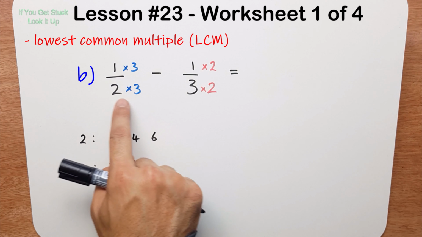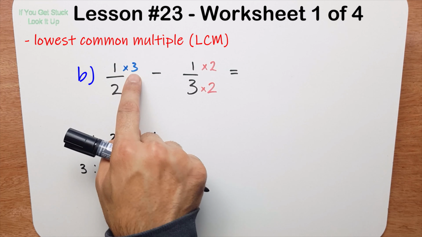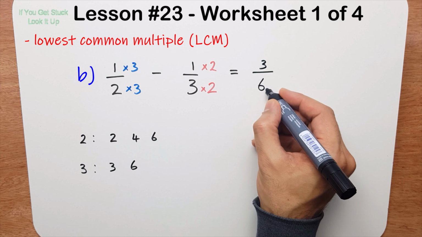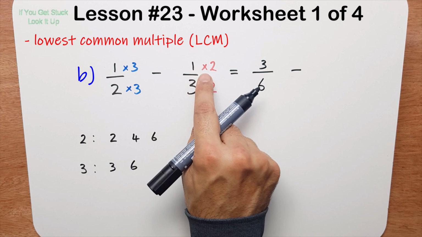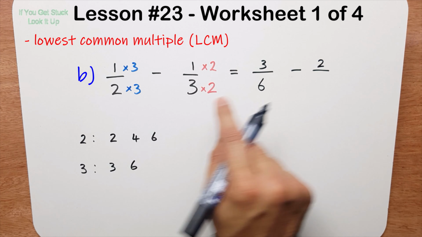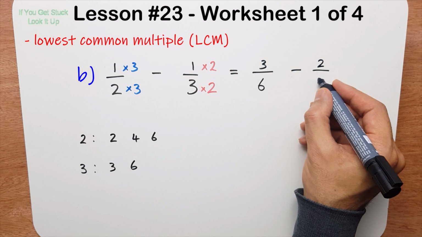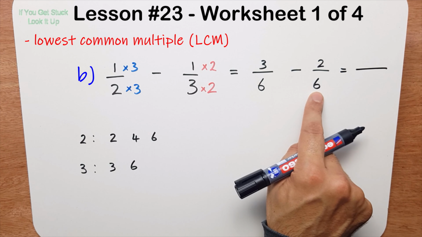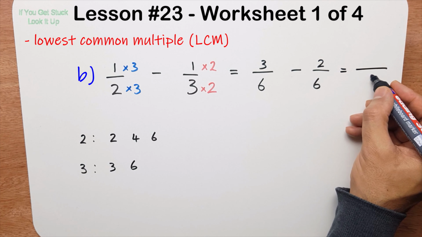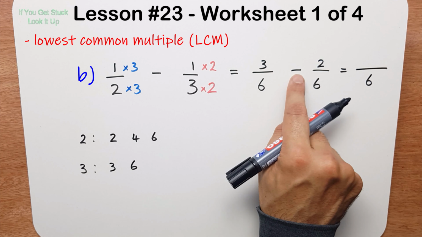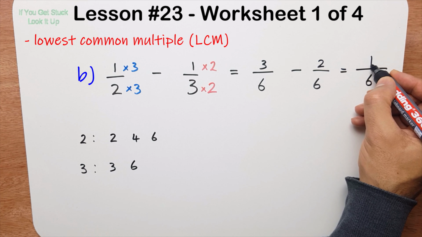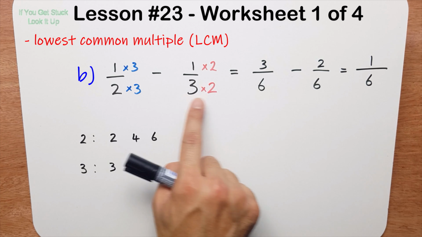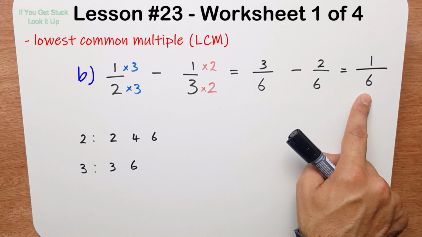So I'm going to look at the first fraction. 1 times 3 is 3. 2 times 3 is 6. Minus 1 times 2 is 2. 3 times 2 is 6. Now this is easy because they're both the same denominator. So I'll put that down here, 6, and I do 3 take away 2 is 1. So 1/2 take away 1/3 is equal to 1/6.